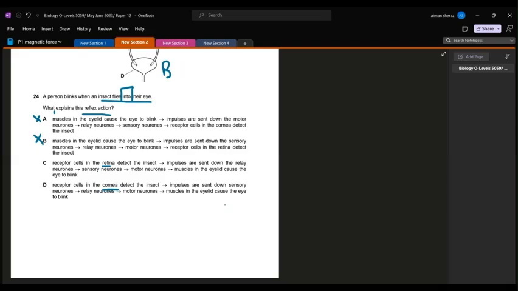And another way is that you can see in one option they write the sequence as relay to sensory to motor, and in the other they write sensory to relay to motor. So the correct is sensory, relay, and motor. That's how the sequence follows. So D is the right option.